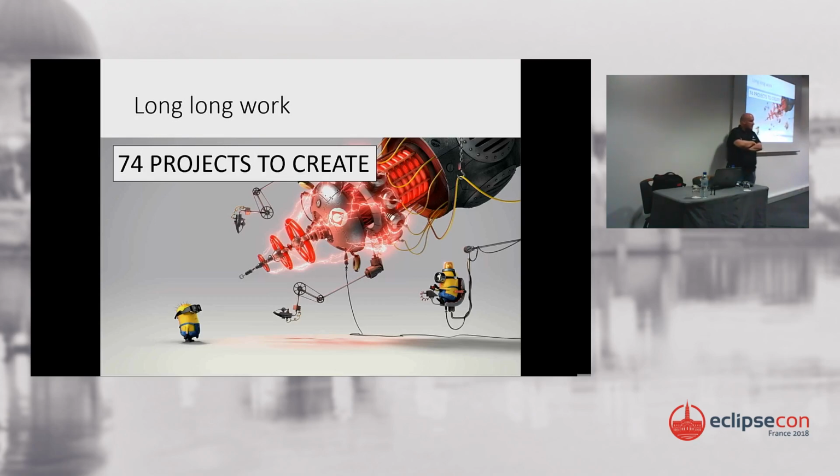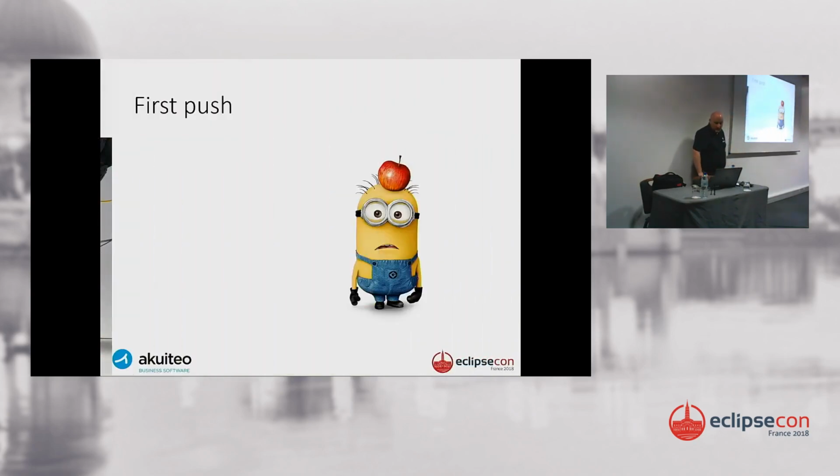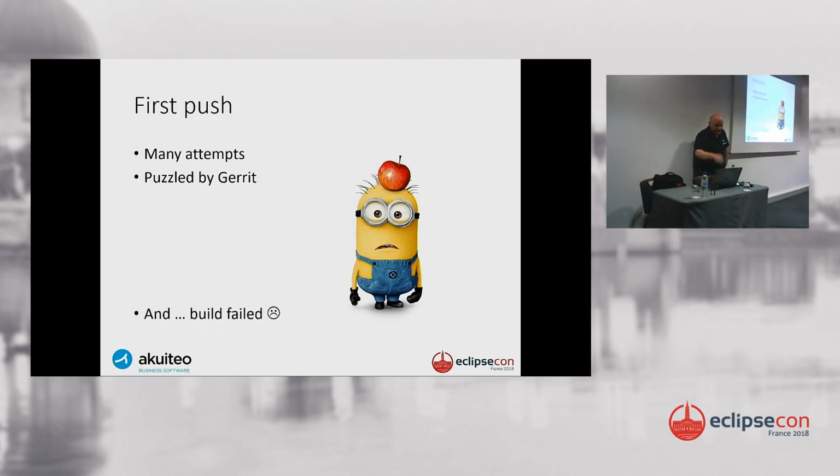So it was not only splitting and changing packages. I had to create many projects, create the structures, a POM file, and so on and so on. After a long time, a few days before Christmas, I'm ready. First push. Many attempts before it was rejected. Wim said, I had this. No problem, change that. Rejected. No. Okay, I understand. It was really strict. In fact, I think I was puzzled by Gerrit. And suddenly, pushed. Woohoo! And the build failed.